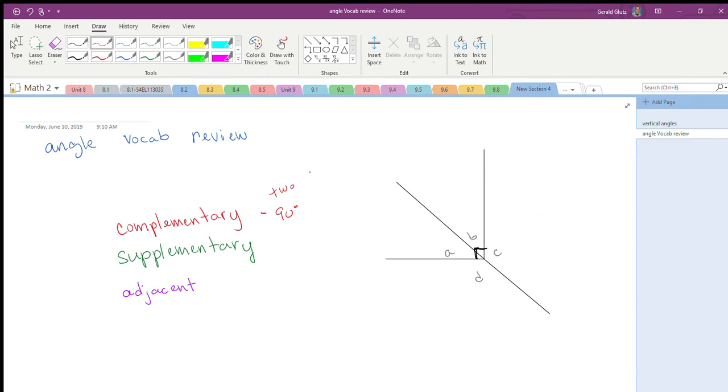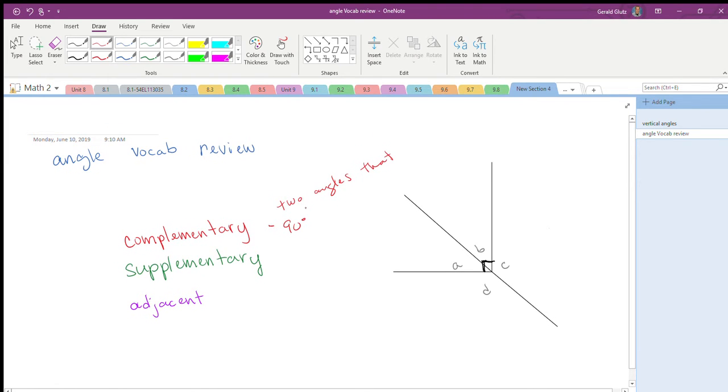2 angles that add to 90 degrees. So write this down. You can pause the video to write that down real quick if you don't have time.